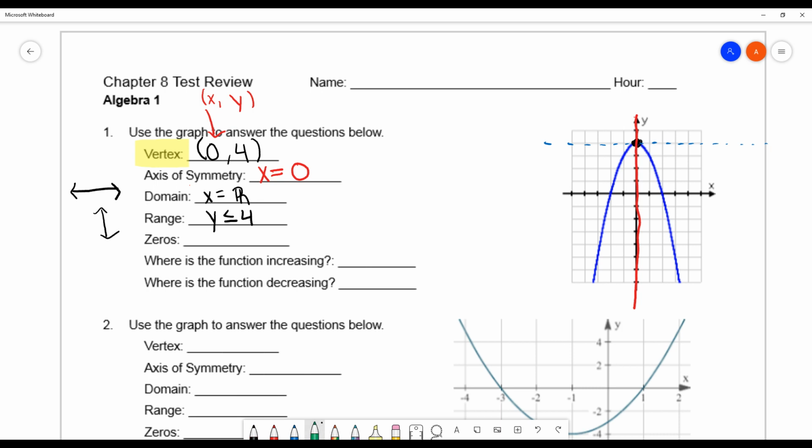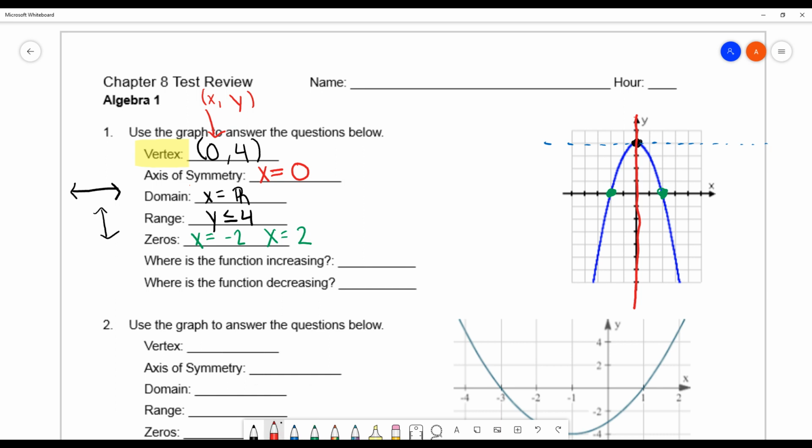Zeros, we also call those solutions or roots sometimes, it depends on the context, are where my parabola crosses the x-axis. And so if I look at this problem, I should notice it crosses twice, once here and once here. And if I look, that's at -2 and +2. And so we can write it like this: x equals -2 and x equals +2 are my two zeros.